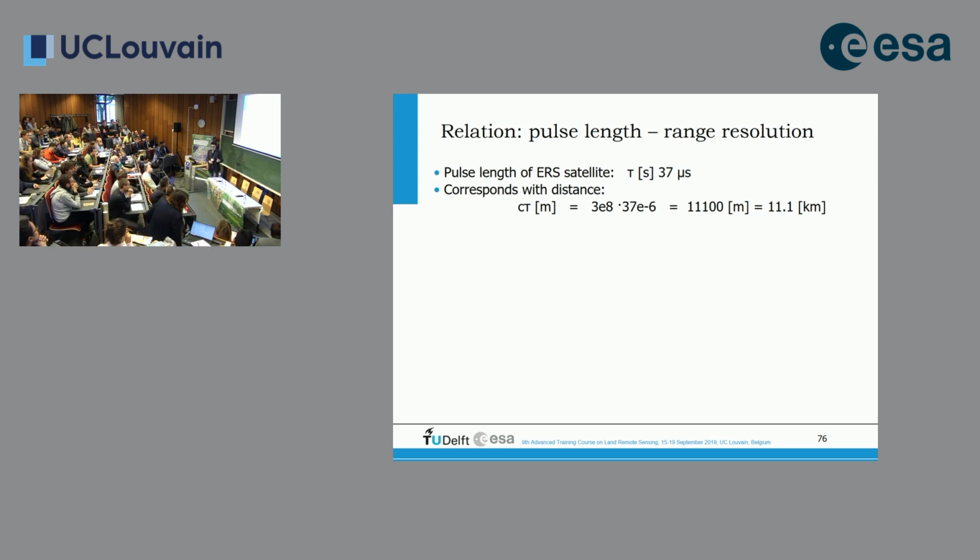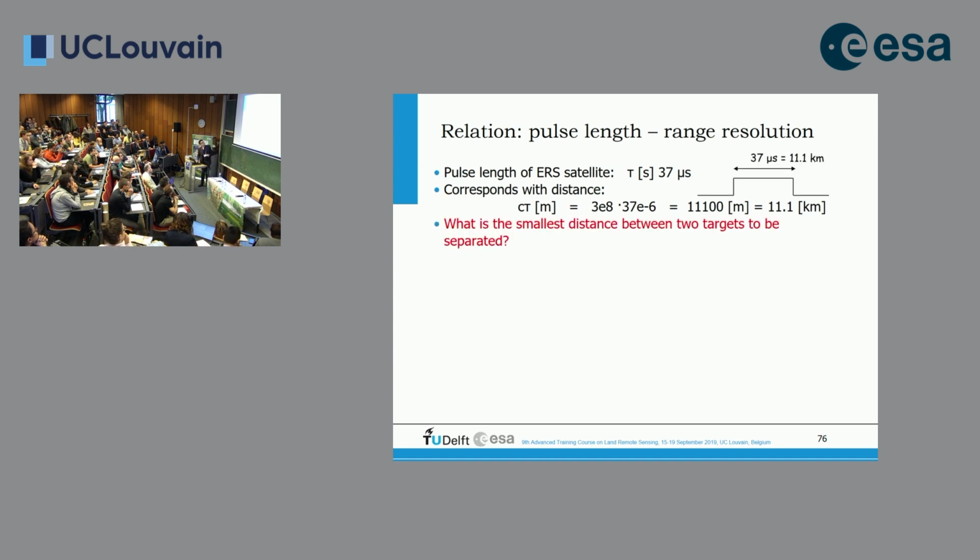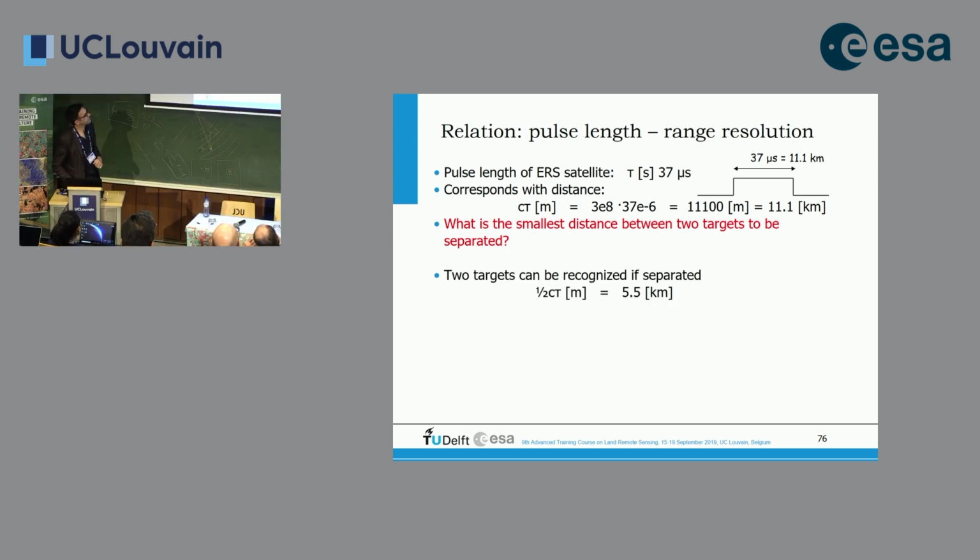So if these were the two bottles, the question now is how far do these bottles need to be apart if I have a pulse length of 37 microseconds? You could say 11 kilometers, because that is a distance, but let's do the computation. The smallest distance between those two objects to be separated is half of this, 5 kilometers, because of the two-way travel.